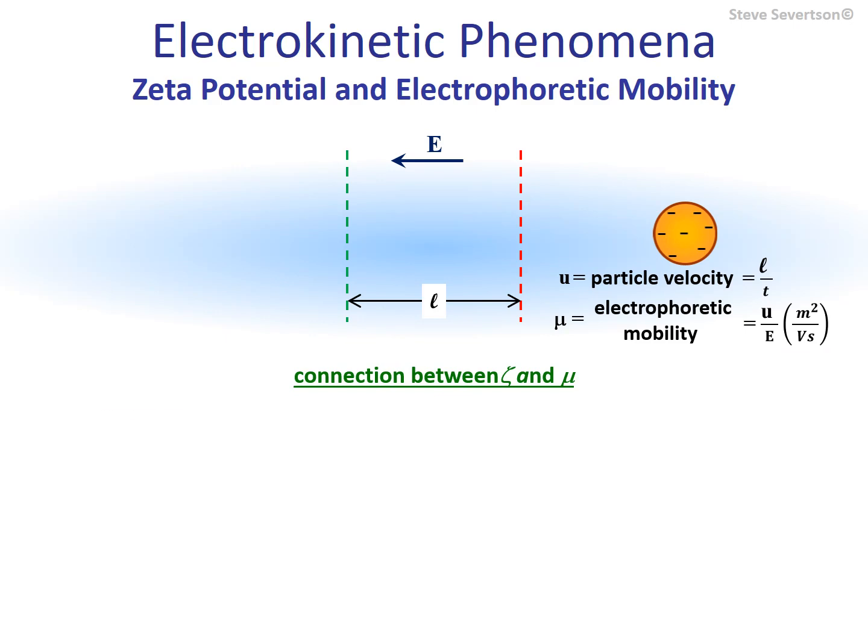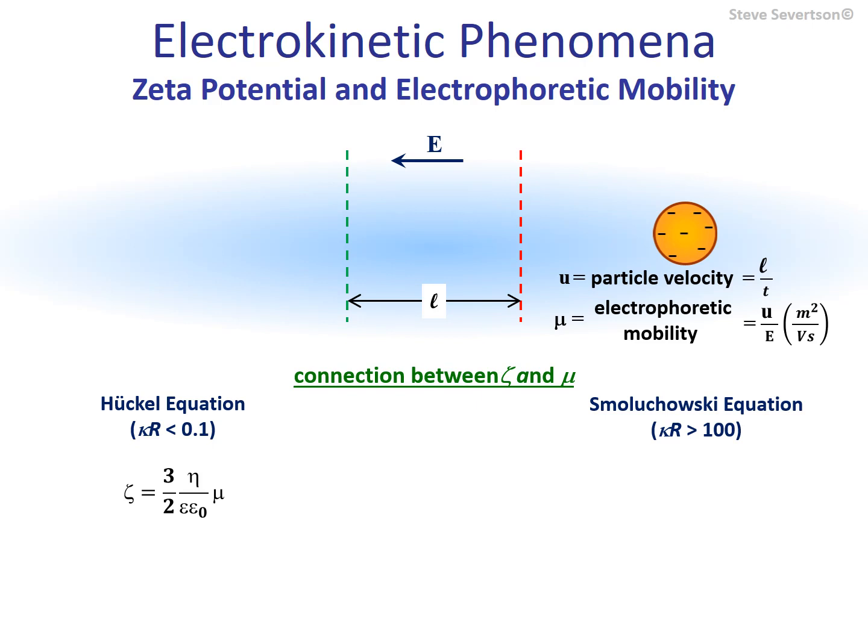The Huckel equation is used in cases where the Debye-Huckel parameter multiplied by the particle radius is small. In other words, for extremely small particles and/or a thick electric double layer. The Smoluchowski equation applies at the other extreme, where the Debye-Huckel parameter multiplied by the particle radius is large, that is, for larger particles and/or a thin electric double layer. This scenario is much more common.